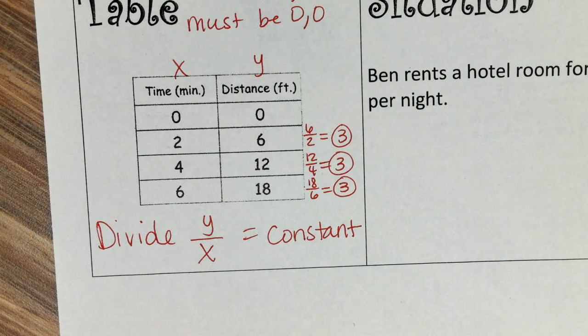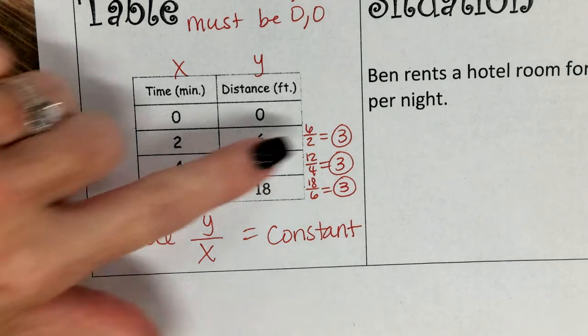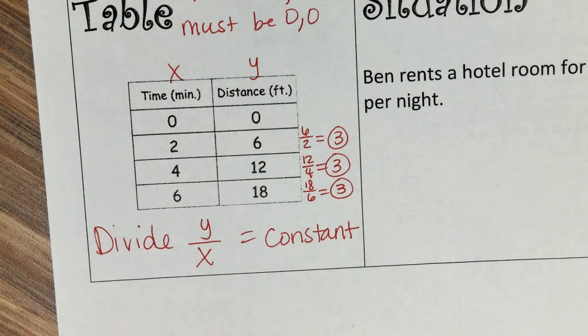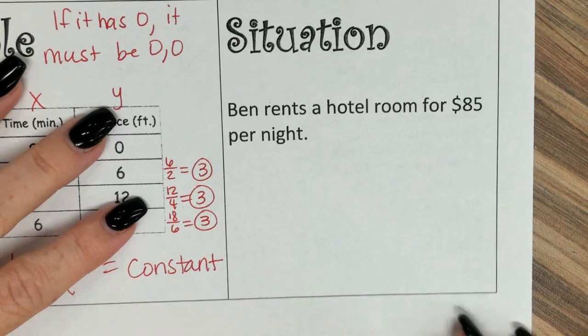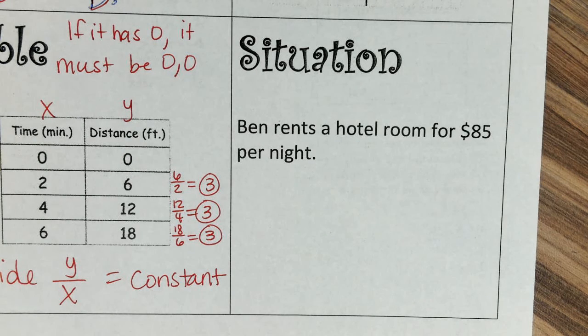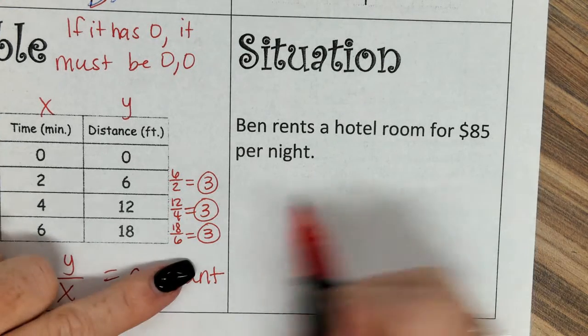Y'all want to know how else you can see if it's proportional? You could put it in stat and see if the y-intercept's 0. You'll see what I'm saying? Like you could literally go put it in stat. The slope will be 3, but the y-intercept would be 0. So you could use stat. All right, and in a situation, you can't have a plus b. So if I say Ben rents a hotel room for $85 per night, how would you write that equation?